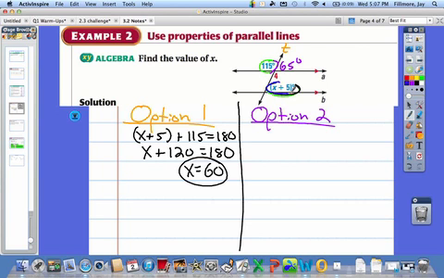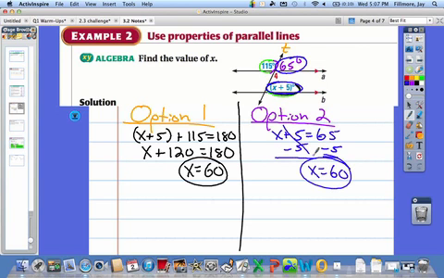So if I look at my x plus 5 and this 65, they're corresponding. They're both in the top right part of the two intersections, so they're equal. So x plus 5 equals 65, and if I subtract 5 from both sides, the 5's cancel and x is 60, so either way you get the same answer.